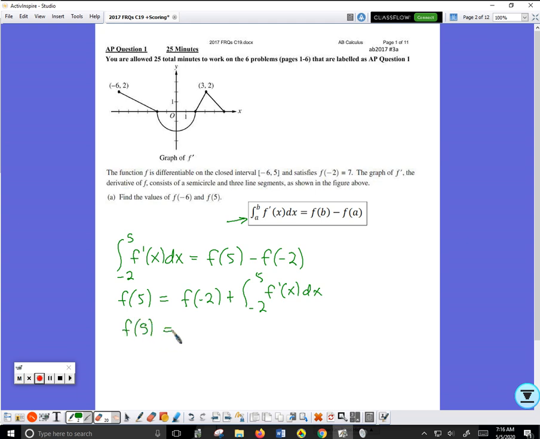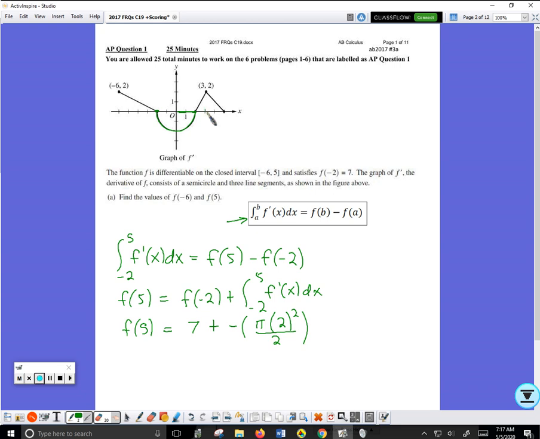So f of 5 is going to equal 7 plus, okay, starting at x equal negative 2, all of these values of f prime are negative, so all of that area counts negatively. So put a negative right there, put a parenthesis. That is a half circle. So a couple of ways I can do this. I can take pi times the radius of the circle. The radius is 2. Square that. That would be the area of a circle. Divide that by 2 because it's a semicircle. That counts negatively.